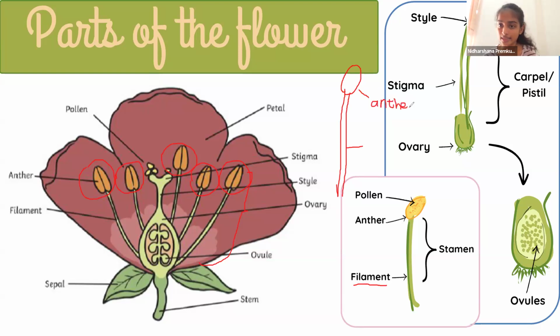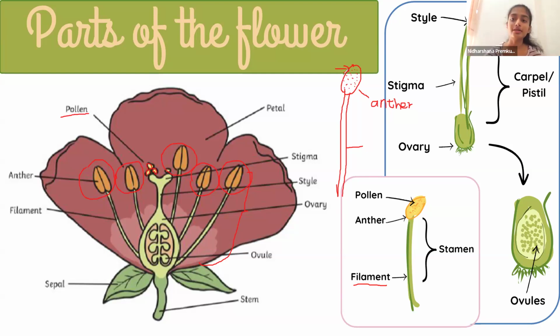Anther. Now remember I told you there are these yellow dot-like structures on top of the stigma labeled as pollen. This pollen is actually produced from this anther. So if you see a flower and you look at the anthers closely, you will notice that there are yellow powder-like structures on it. What is that yellow powder-like structure? It's the pollen. So what you have to remember is that pollen is produced by the anther.